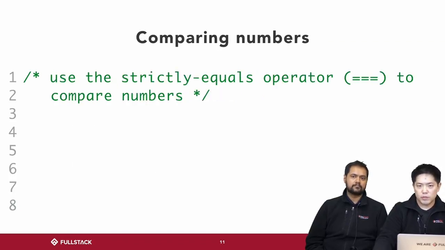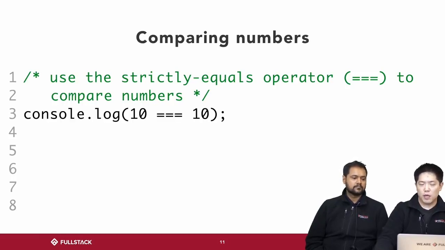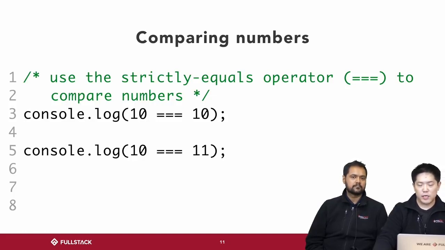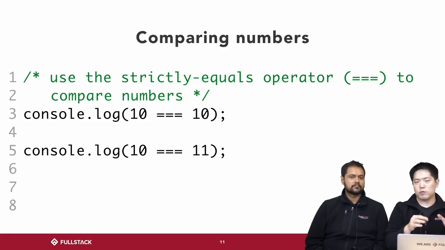Next, we'll talk about comparing numbers. For comparing numbers, we want to use the strictly equals operator, which is denoted with 3 equal signs. For example, here we do console log 10 equals 10, or console log 10 equals 11. Now the curious thing here is, what is this equals operator returning? Whereas 10 times 10 is a number operating on a number and returns a new value of type number, here the operator is strictly equals, and these two numbers don't return a number, they return what we call a Boolean value.